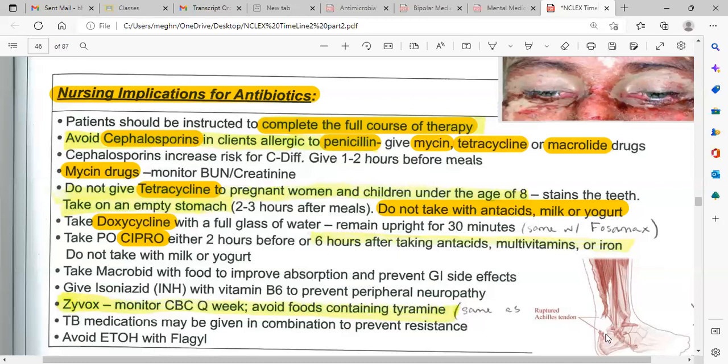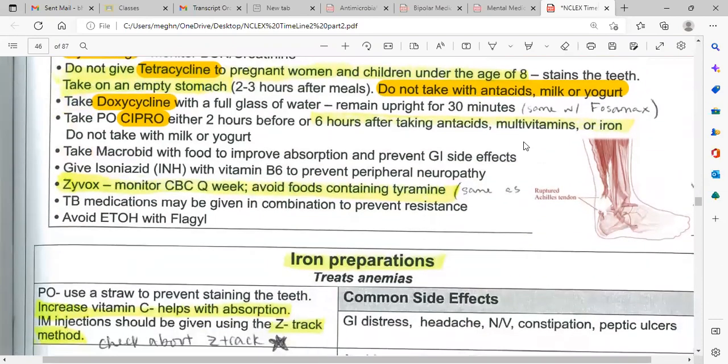In this picture, we can see the Achilles tendon. The tendon sometimes ruptures because of a medication side effect, particularly fluoroquinolones. Okay. So we are going next.